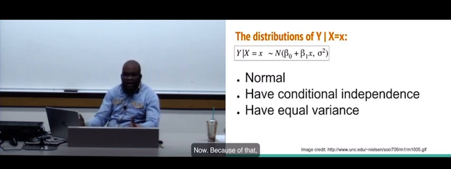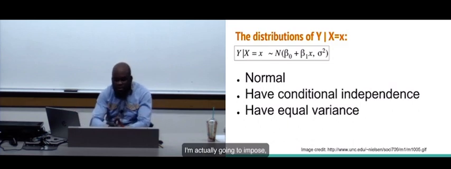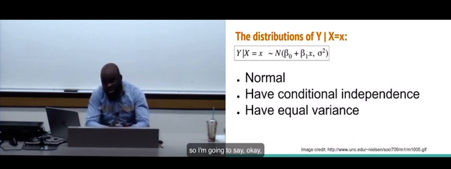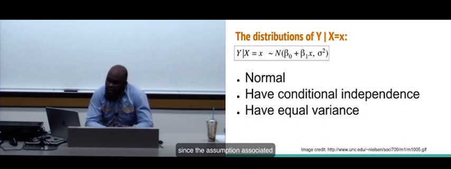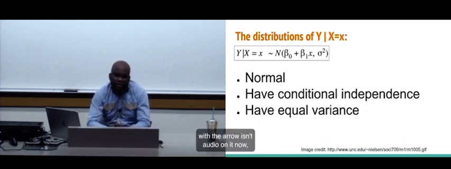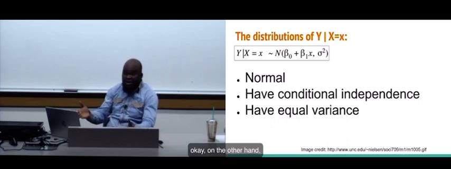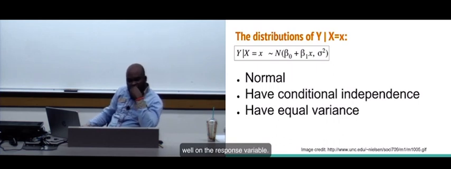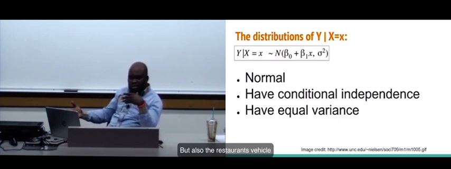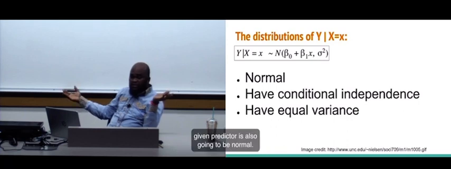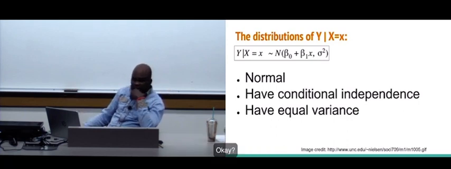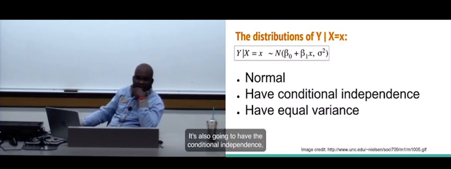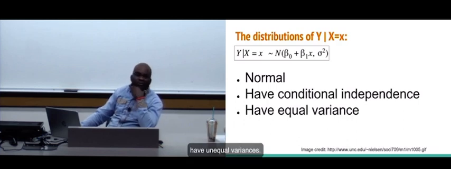Now, because of that, since the assumptions associated with the error are all met, on the other hand I can impose those assumptions on the response variable as well. I'm going to say the response variable given the predictor is also going to be normal. It's also going to have conditional independence, and at the same time it's going to have equal variances. That's what we mean.